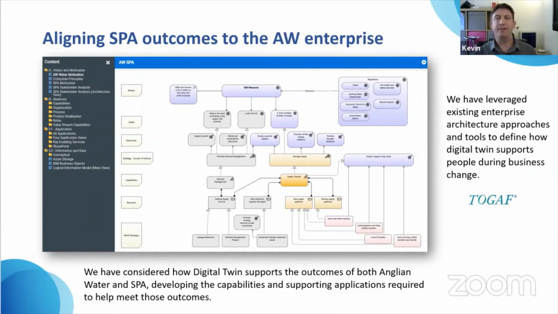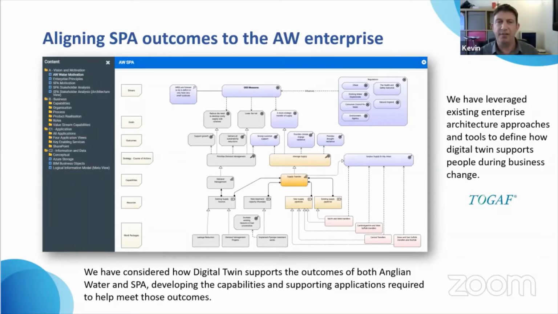So one of the first things that we decided to do was focus on the regulated outcomes of Anglian Water as a business. So Ofwat, the regulator, sets what are called outcome delivery incentives, and there's financial benefits for Anglian Water to meet those ODIs.